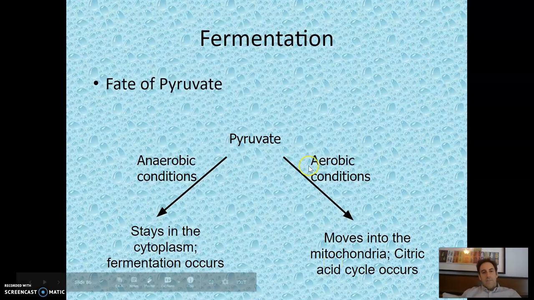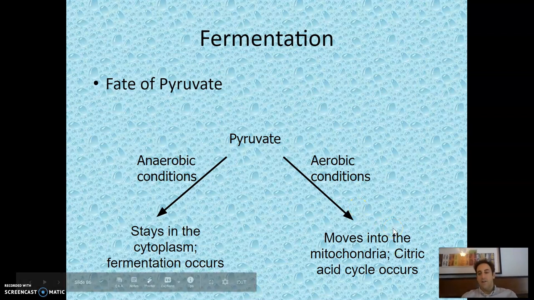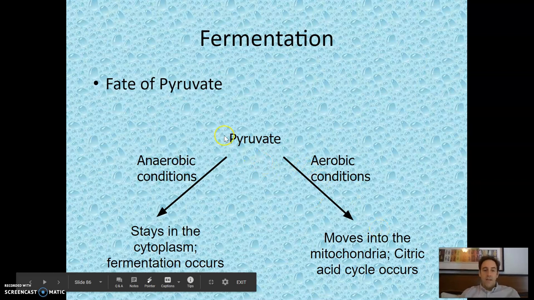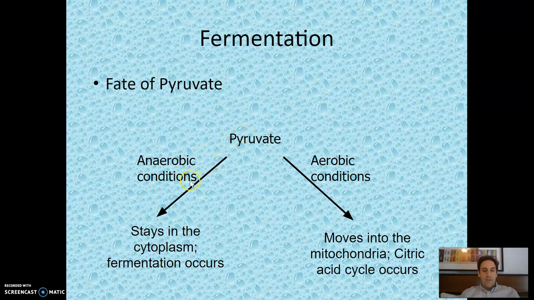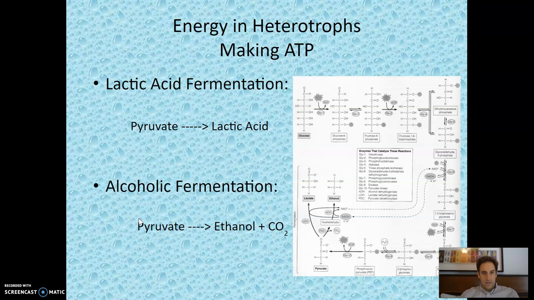So basically, after glycolysis, the fate of pyruvate really depends on the environment that the cell is in. If it's aerobic, that pyruvate is going to move into the mitochondria, the citric acid cycle occurs, the electron transport chain occurs, and everything we've just talked about is going to happen. If, however, the cell is in anaerobic conditions, then the pyruvate stays in the cytoplasm and fermentation occurs.